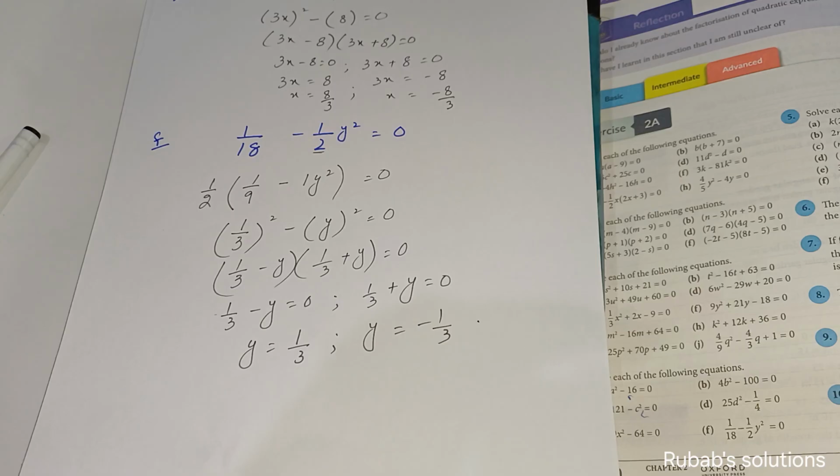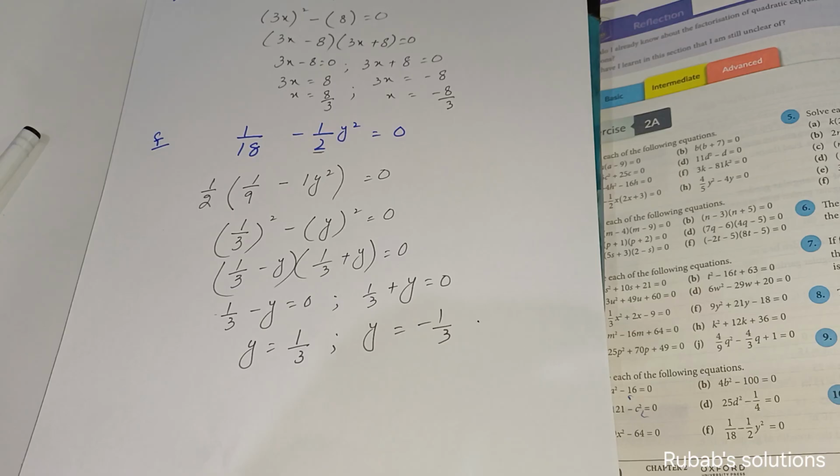Okay, part C is 121. 121 we can write as 11 square. So 11 square minus c square is equal to 0, and it will be equal to (11 minus c) and (11 plus c) is equal to 0. So either 11 minus c is equal to 0, or 11 plus c is equal to 0. From here, if you will get the answer, it will be 11 is equal to c, and from here 11 will shift to the other side, so minus 11. So either c is equal to 11 or minus 11.